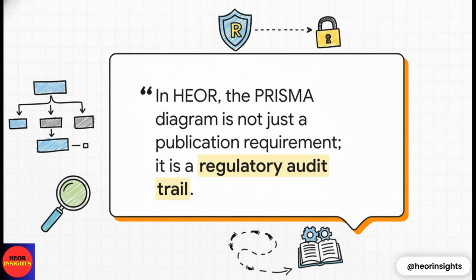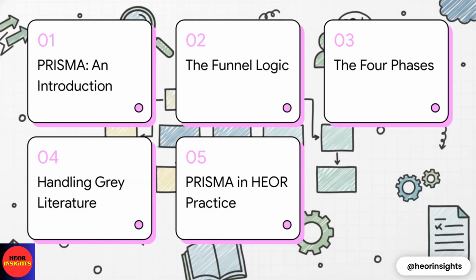For regulatory bodies, the PRISMA diagram isn't just a nice-to-have, it's a formal audit trail. It's the defensible record that proves your evidence search was completely objective. So here's how we're going to break this down. We'll start with a quick introduction to PRISMA's role. Then we'll look at the funnel logic that drives the whole process. After that, we'll do a step-by-step walkthrough of the 4 phases, talk about how to handle gray literature, and then wrap up with how this all applies in the real world of HEOR.